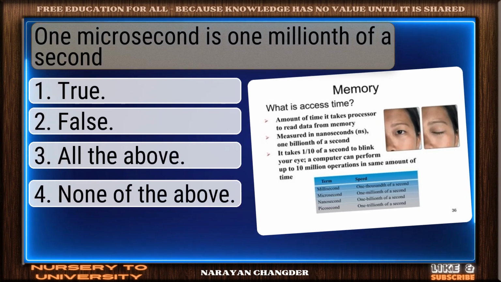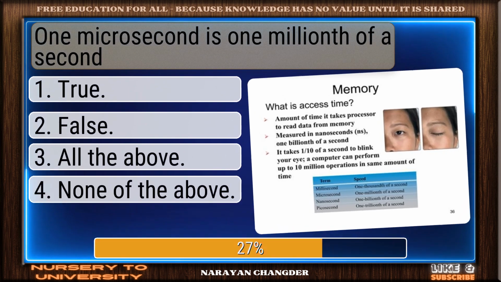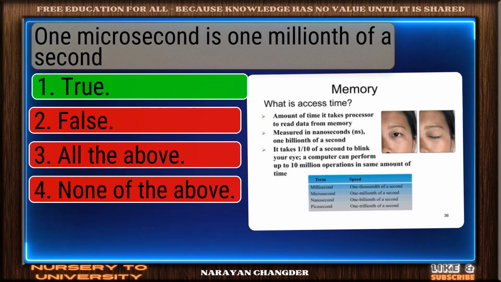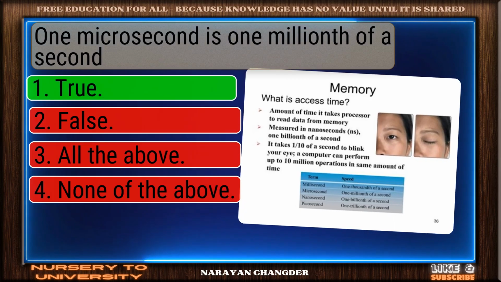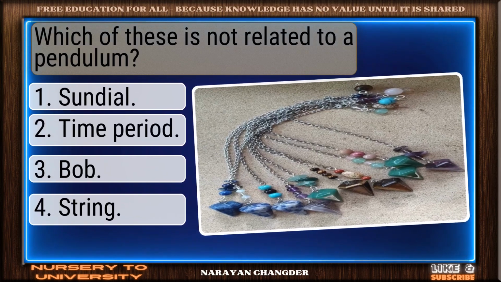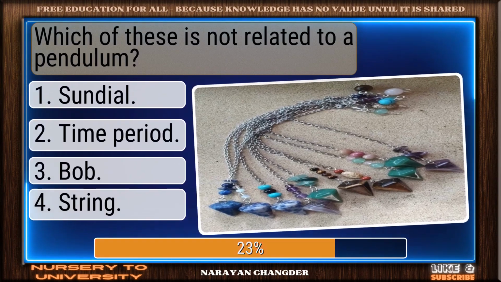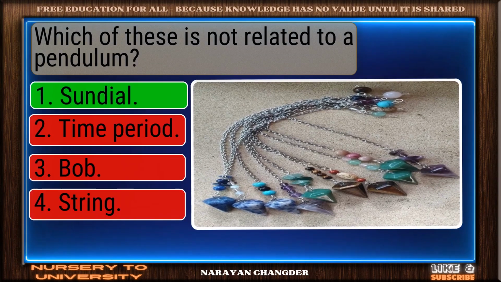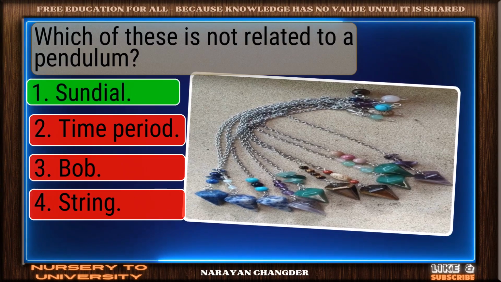Question number 49. 1 microsecond is 1/millionth of a second. Smart pick. True is the correct choice. Question number 50. Which of these is not related to a pendulum? Nicely done. Sundial is a solid answer.